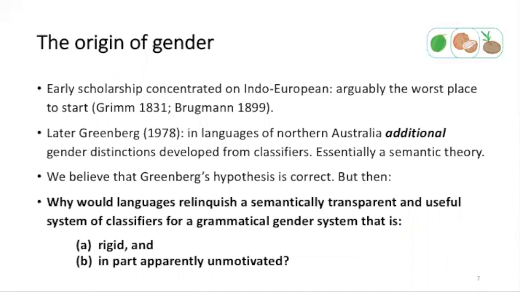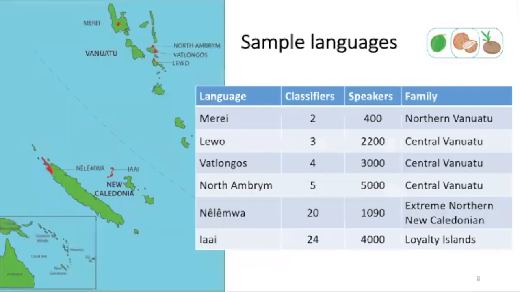It wasn't until later that Greenberg discussed languages of Northern Australia, where additional gender distinctions developed from classifiers, which was essentially a semantic theory. We believe that Greenberg's hypothesis is correct, but then why would languages relinquish a semantically transparent and useful system of classifiers for a grammatical gender system that is both rigid and in part apparently unmotivated?